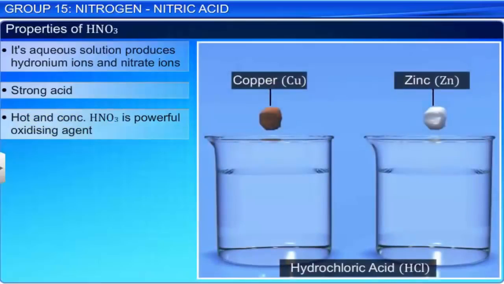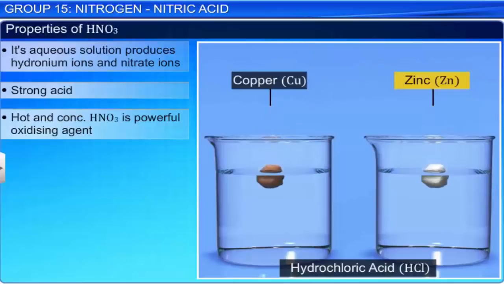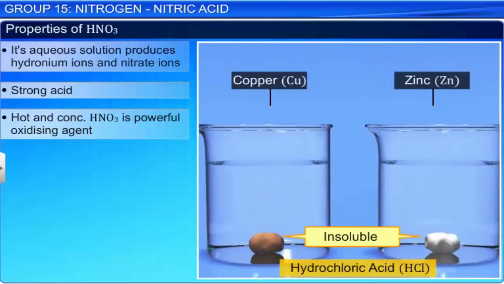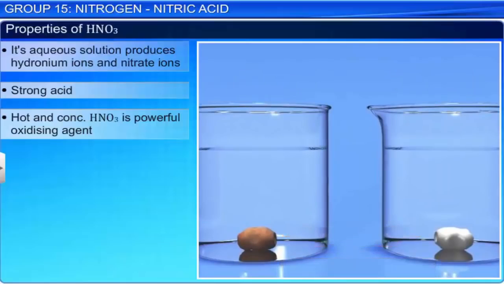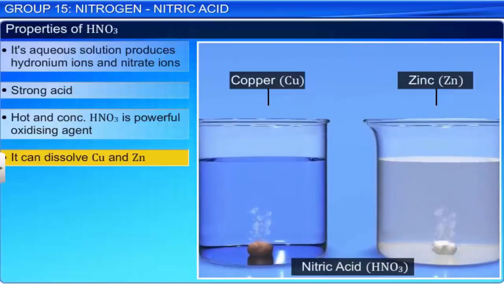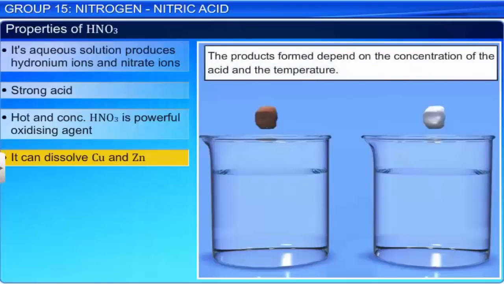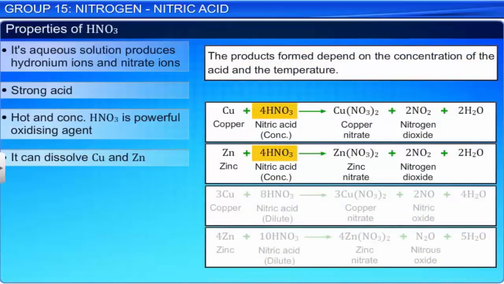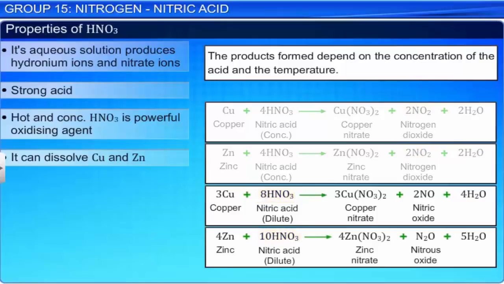You know that metals such as copper and zinc are insoluble in hydrochloric acid. However, these metals dissolve in nitric acid. The products formed depend on the concentration of the acid and the temperature. Concentrated nitric acid reacts with copper and zinc to give nitrogen dioxide. Dilute nitric acid reacts with copper to give nitric oxide and with zinc to give nitrous oxide.